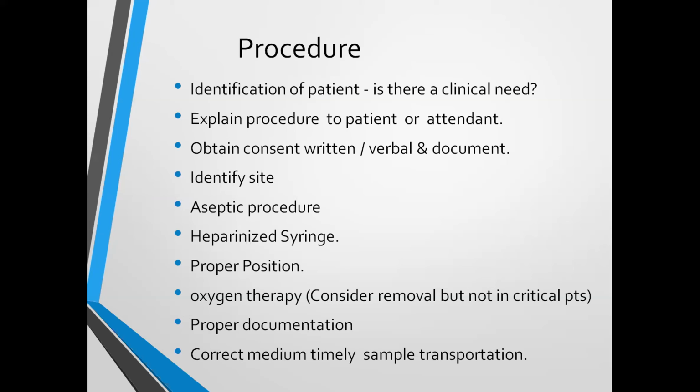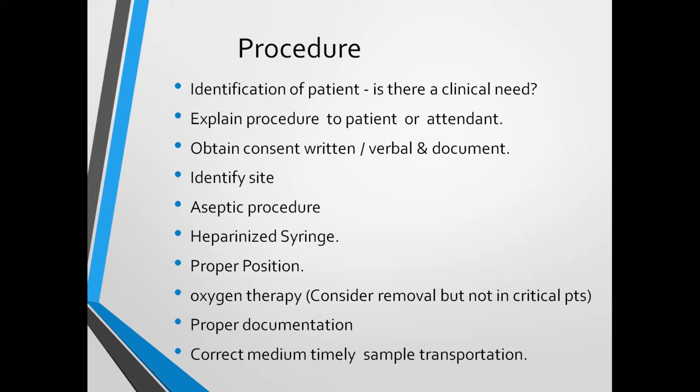Secondly, the most important thing in the procedure is to explain the procedure to the patient or attendant. Most of the patients are critical, they cannot give consent, so it is better to explain it to the attendants and take a proper written and verbal consent, because this is an invasive procedure. The other important point is to identify the site from which you can take ABGs. After identification of the site, this procedure should be done under aseptic measures. You should have proper aseptic measures while taking samples.